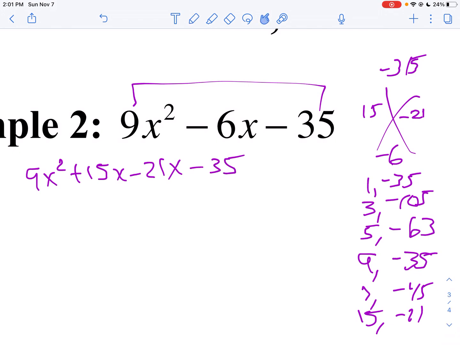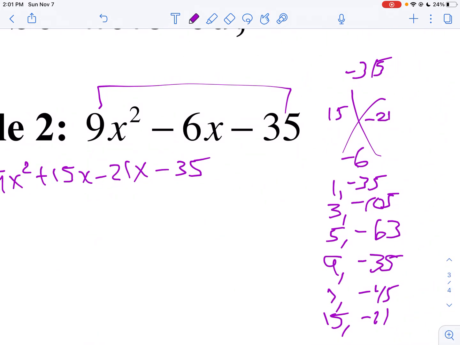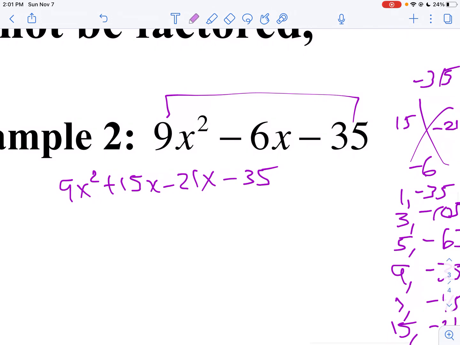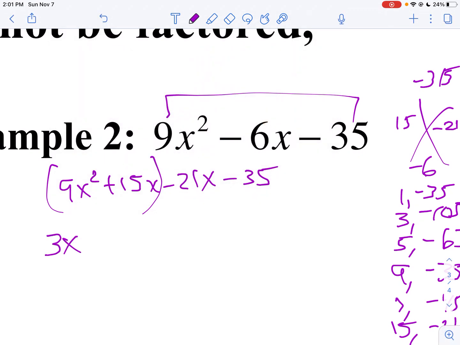I look at my first two terms, 9x squared plus 15x. What goes into both of those? Well, 3x goes into both of those, doesn't it? So I have 3x, and then I'll have 3x plus 5.